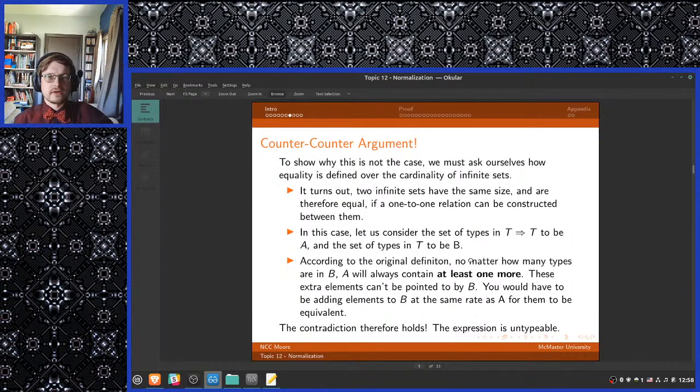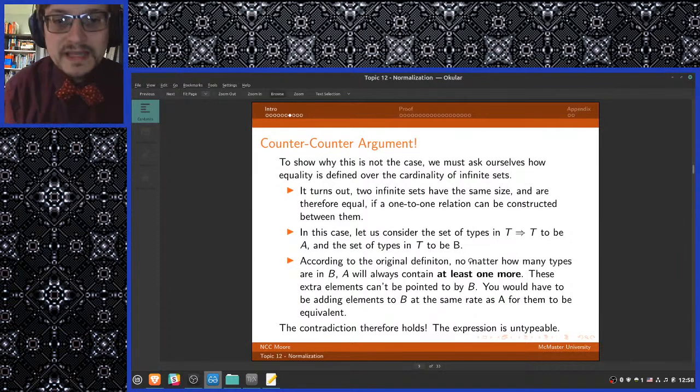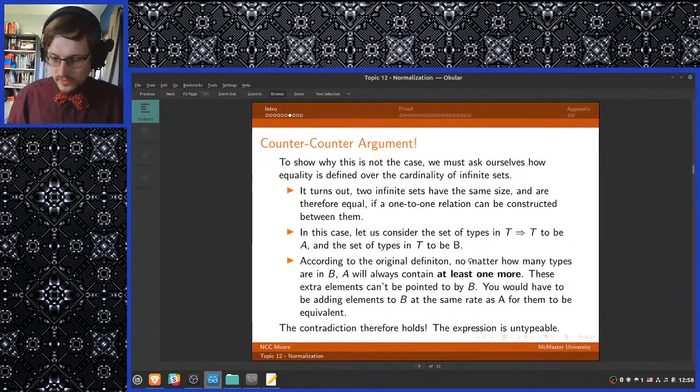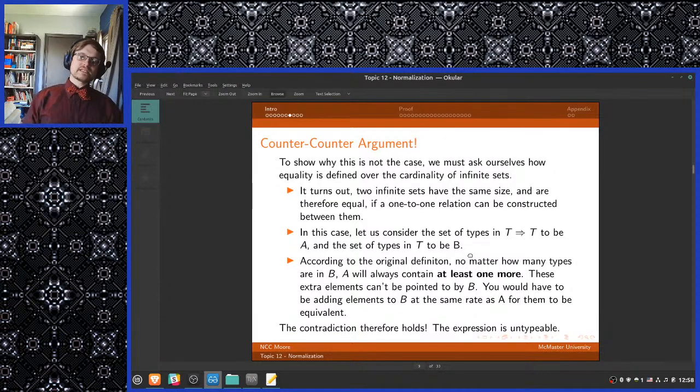So here's the counter argument. To show why this is not the case, we must ask ourselves how equality is defined over the cardinality of infinite sets. Which is, you know, I had to go look it up. I didn't know this before I looked it up. So, it turns out two infinite sets have the same size and are therefore equal, at least in terms of cardinality, if a one-to-one relation can be constructed between them. That's how they define equality over sets of infinite cardinality.